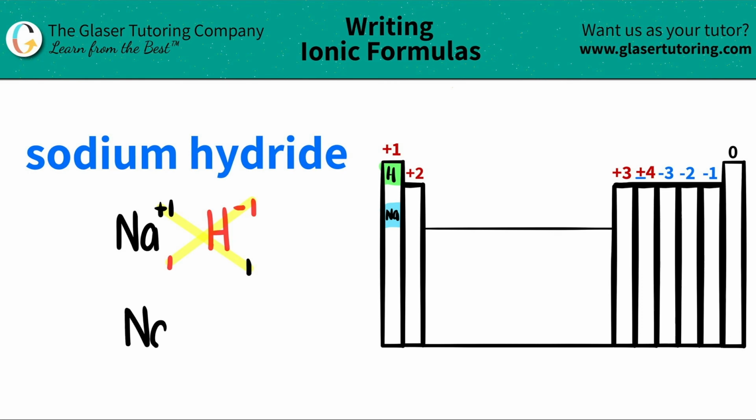I have sodium, and I have only 1 of them, so I don't have to write a 1. And then for the hydrogen, I also have 1 of them, so I don't have to write the 1. So I'm done. So sodium hydride is just NaH.